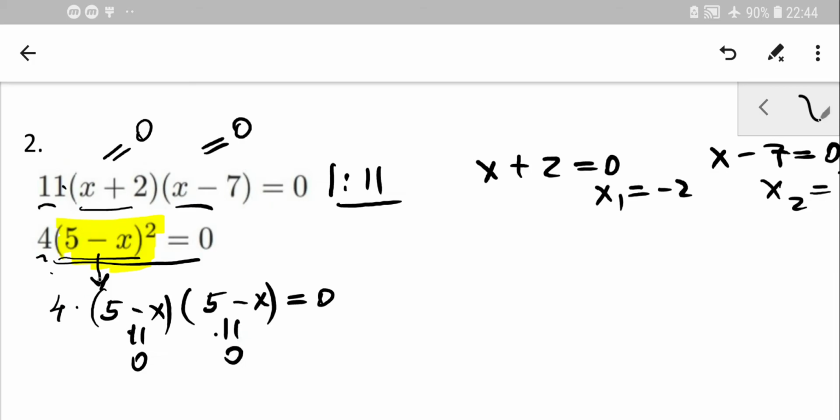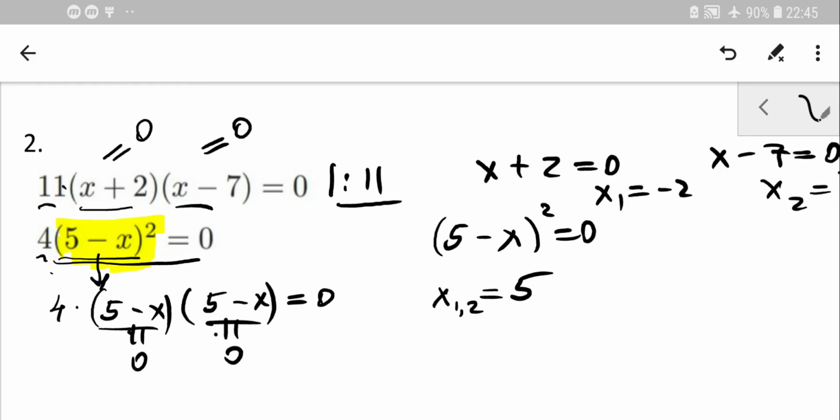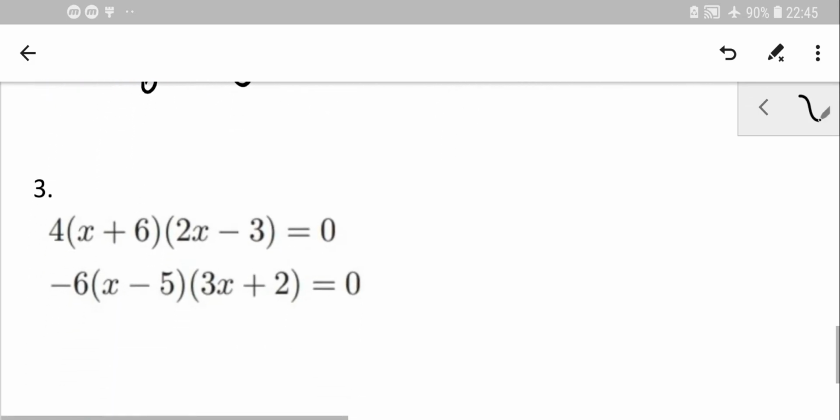Otherwise you need to solve something like 5 minus x squared equals 0, from where you need to take the square root, because this is the simplest form. However, it's better to represent it in this way. It will really help you when you solve inequalities. So always try to consider it this way. Okay, so 5 minus x, 5 minus x, both 0, so we have x1 and x2 just coincide in solution, which is 5, right? Okay, let's move next.